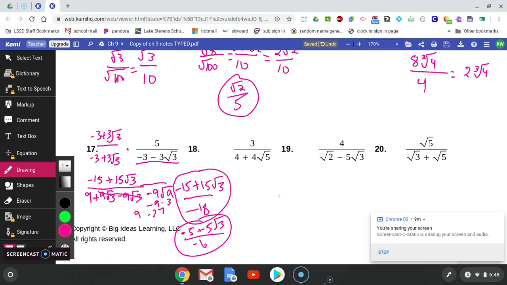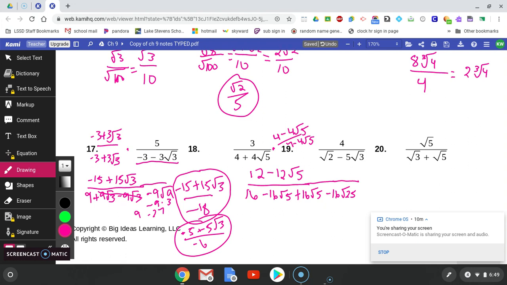All right, let's do one more with the conjugate. So let's do number 18. So I'm going to multiply both the top and the bottom by 4 minus 4 square root of 5. So multiplying top and bottom by the conjugate. When I do that, I get 12 minus 12 square root of 5 over 16 minus 16 square root of 5 plus 16 square root of 5, and then minus 16 square root of 25.